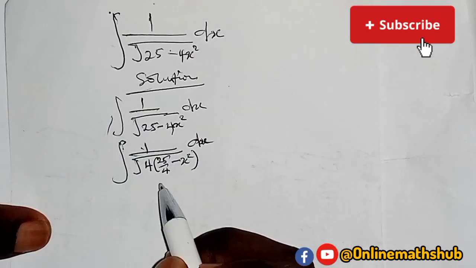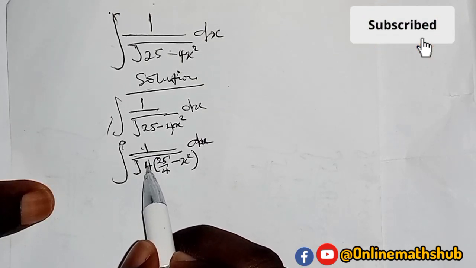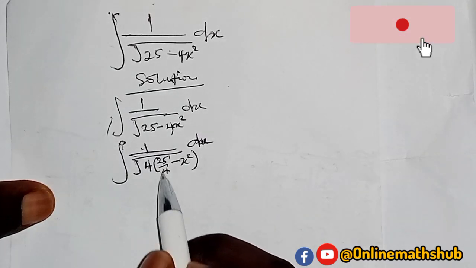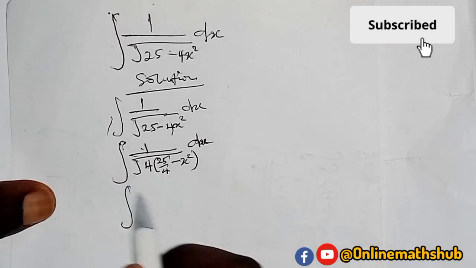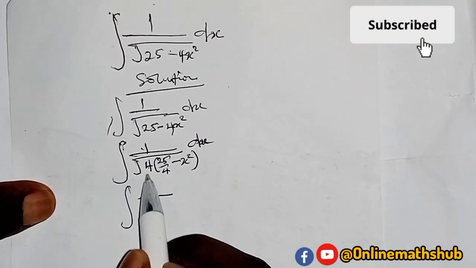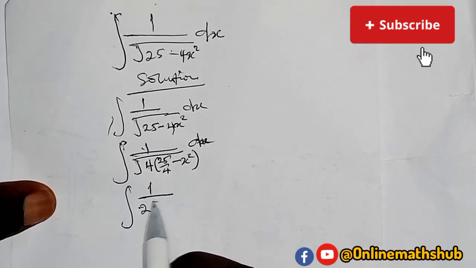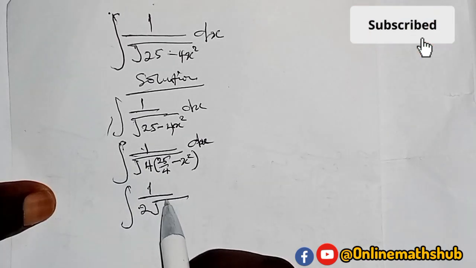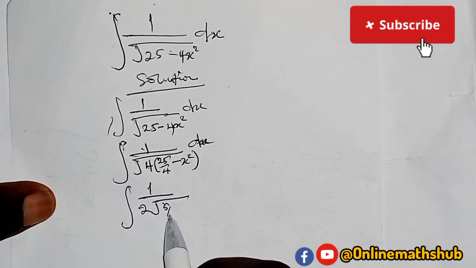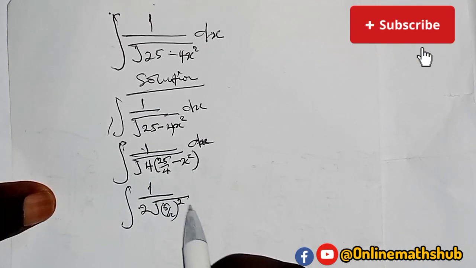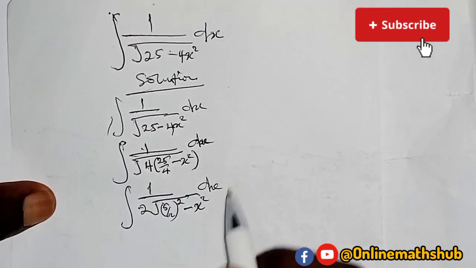Now, having gotten this, since this is a perfect square, I will bring it out and rewrite this. So what I'm going to have is the integral of 1 over, the square root of this 4, which is actually 2, and then the square root of, I can rewrite 25 over 4 as 5 over 2 all squared, minus x squared, dx.